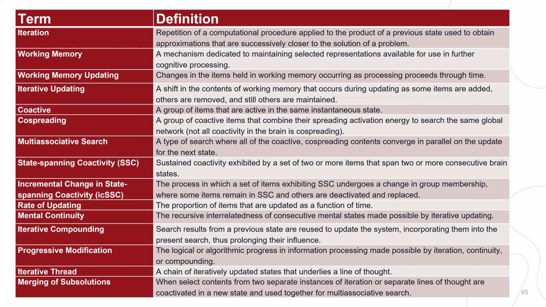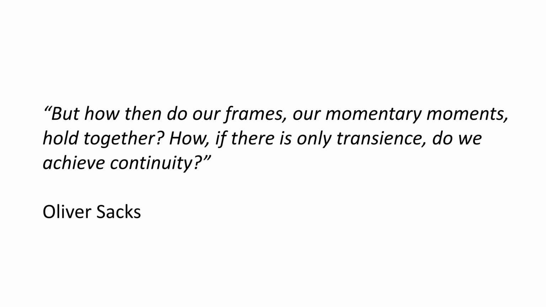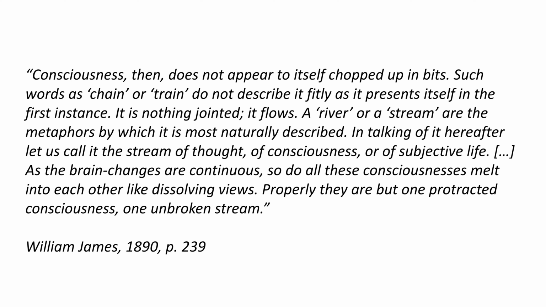In his book, The River of Consciousness, Oliver Sacks asks, "But how then do our frames, our momentary moments, hold together? How, if there's only transience, do we achieve continuity?" This article has argued that our momentary moments overlap in their set of active representations, and that this constant overlap assembles a seamless progression of states in which each state does not die off, but continues into the next state. After asking the question, Sacks quotes William James.